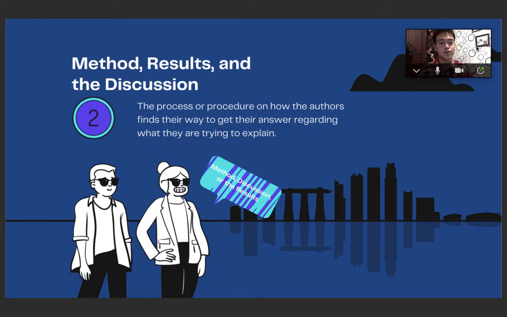As for the second discussion, it is the method, results, and discussion. This part is where the process or procedure on how the authors find their way to get their answer regarding what they are trying to explain.